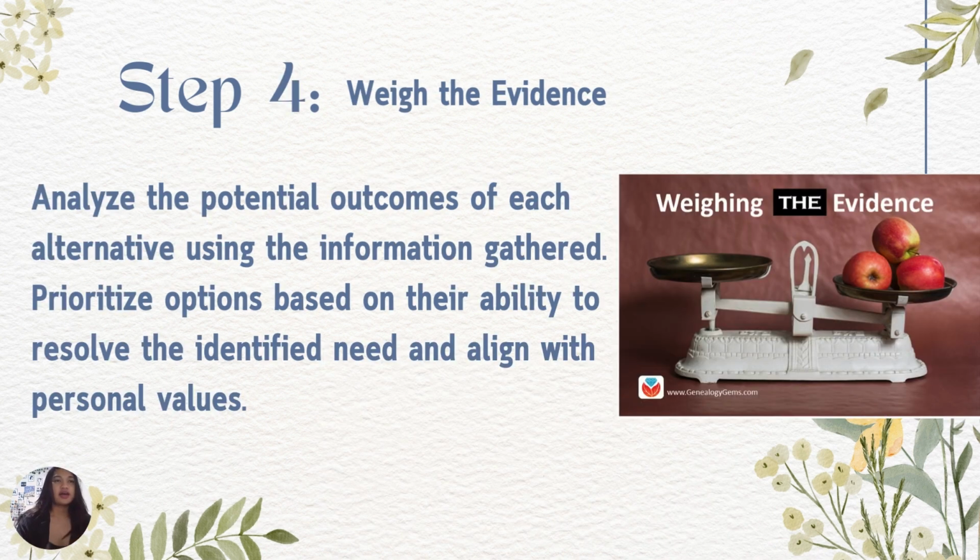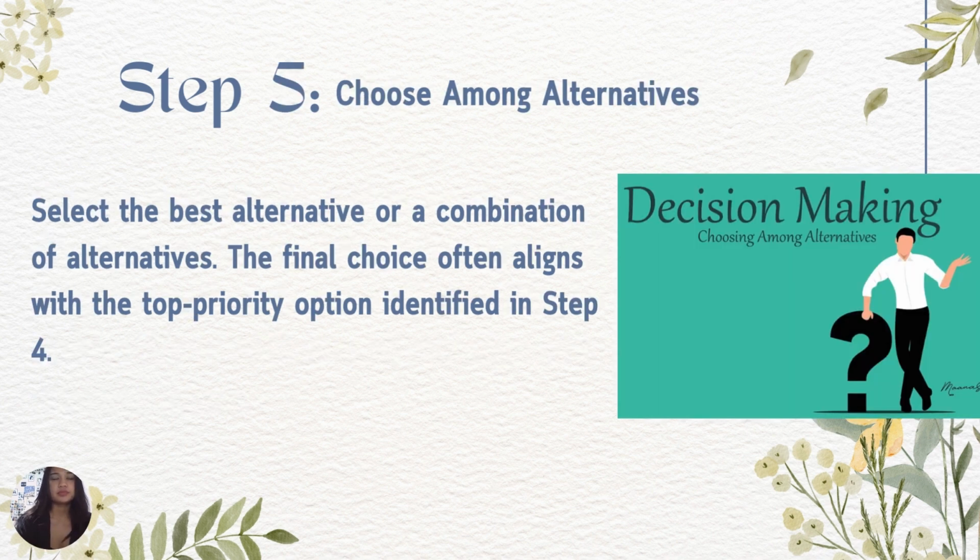Step four: analyze the potential outcomes of each alternative using the information gathered. Prioritize options based on their ability to resolve the identified need and align with personal values. Like in my example, weighing the evidence, the heavier one is the one with the apple. Step five is to choose among alternatives. Select the best alternative or a combination of alternatives. The final choice often aligns with the top priority option identified in step four.